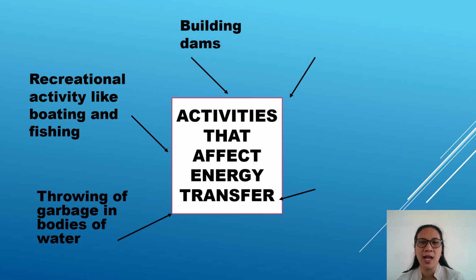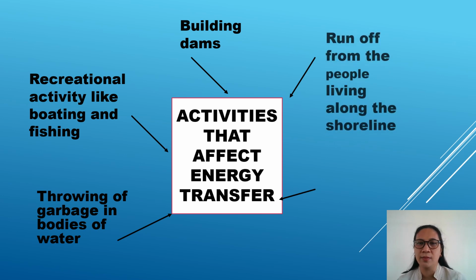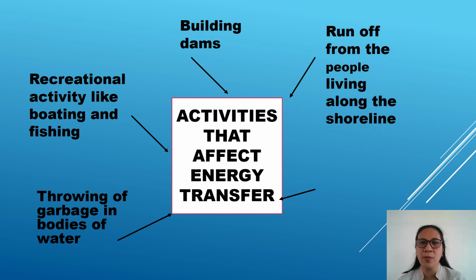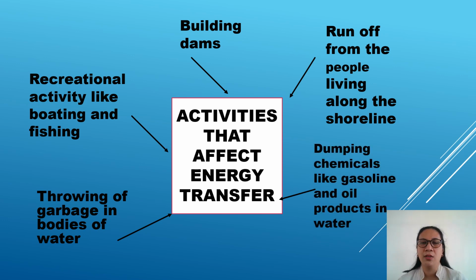Next, building dams. Very good. Another one. Runoff from the people living along the shorelines. Okay, that is another good answer. Can you give another one? Dumping chemicals like gasoline and oil products in water. Okay, so these are some of the activities that affect energy transfer in a food chain and a food web.